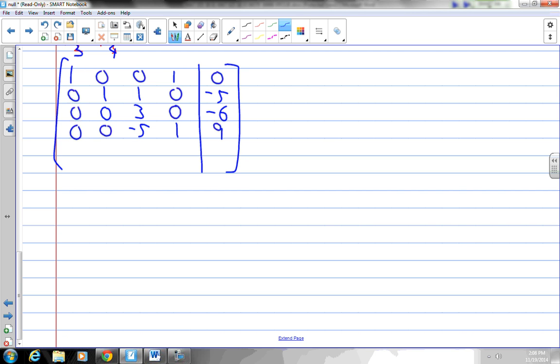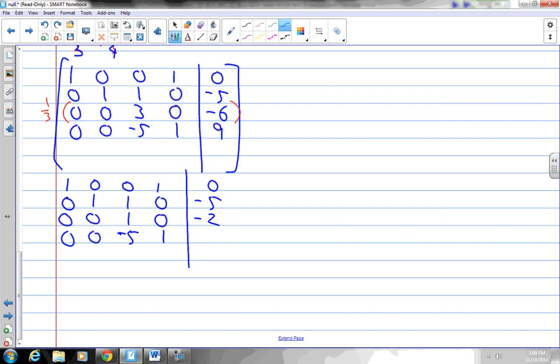Well, we don't want that 3, but now if I divide everything by 3, I don't have fractions. Right? So divide row 3 by 3. Yeah. So just divide row 3 by 3. So this will give me, again, 1, 0, 0, 1, 0, 0, 1, 1, 0, negative 5, and then 0, 0, 1, 0, negative 2, and then 0, 0, negative 5, 1, and a 9.